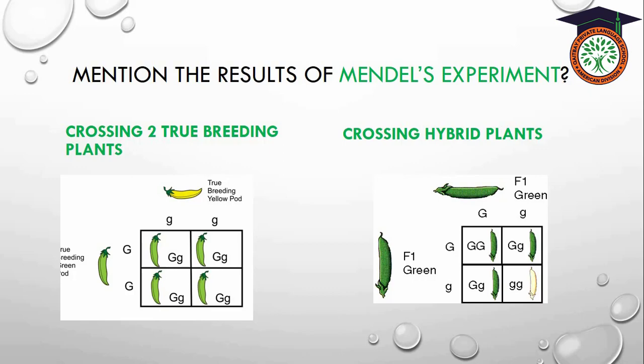In the other experiment, he crossed hybrid plants. What is meant by hybrid plants? Hybrid plants mean that their alleles are different, G capital and G small, G capital and G small. The offspring will be 75% green and 25% with yellow pods.